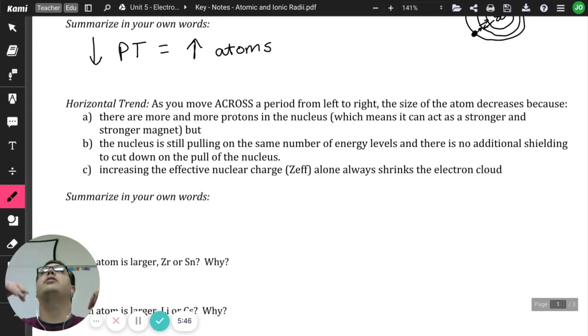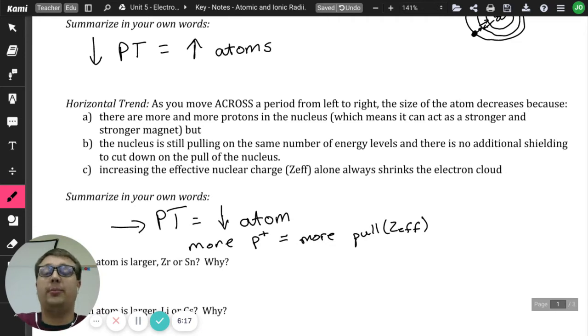So if I'm comparing something like sodium to sulfur, sodium is Na, number 11 on the periodic table. I'm comparing it to sulfur, which is S, number 16 on the periodic table. Sulfur is further to the right. Since it's further to the right, we would say that sulfur is smaller. Okay? So what I want y'all to do is summarize that in your own words. Pause your video, summarize it, and then we'll go over it.